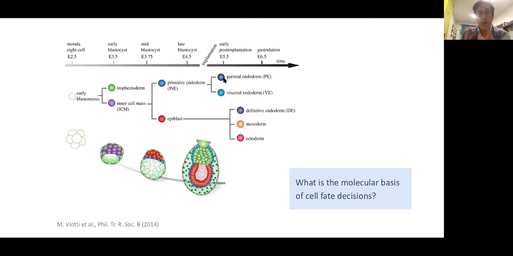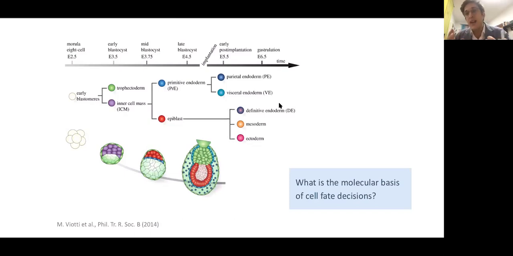But from 3.5 days to roughly 7.5 days after fertilization, at 7.5 days, these cells make the first decision: whether to become mesoderm, endoderm, or ectoderm. I am interested in particular in very early development. And what is the molecular basis of this cell fate decision?